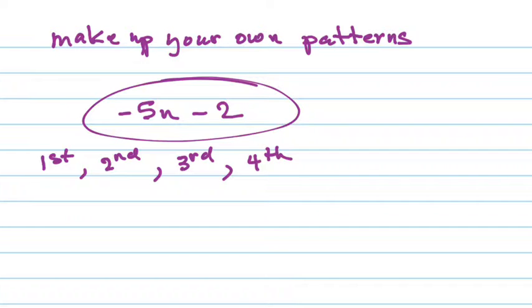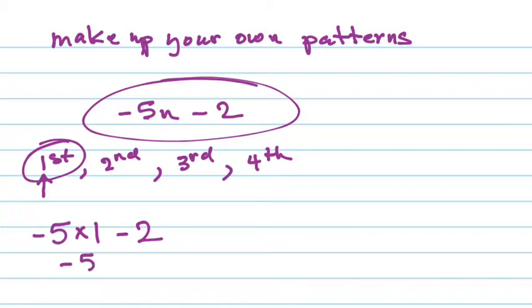So our first number, we'll replace the n with 1. So negative 5 times 1 minus 2. Negative 5 times 1 is negative 5, minus 2. Those two numbers are negative, so negative 7 is our first number. So our first number in the pattern is negative 7. Now let's do the second number.